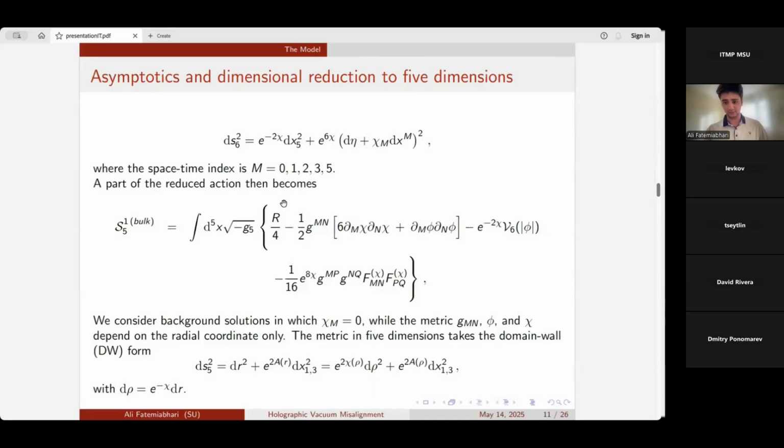And the metric and the scalar part of the Lagrangian will look like the following. Again, we have the previous potential with insertion of this chi field. The background solution which we want to study sets all of the fields to 0 except the metric itself, the phi field and the chi field. And we also assume that the 5-dimensional metric takes a domain wall form, as can be seen here, with dx_{1,3} representing the field theory directions, and rho the radial direction, the so-called energy direction.